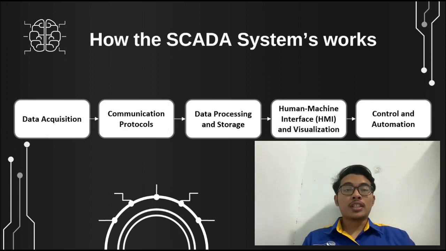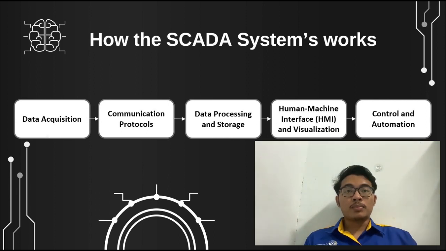Next, processing and storage. The central SCADA software receives the transmitted data, it processes and manages this data, performing functions like validation, scaling, and conversion into usable format. Processed data is stored in database or historian system, enabling historical tracking, analysis, and compliance reports.